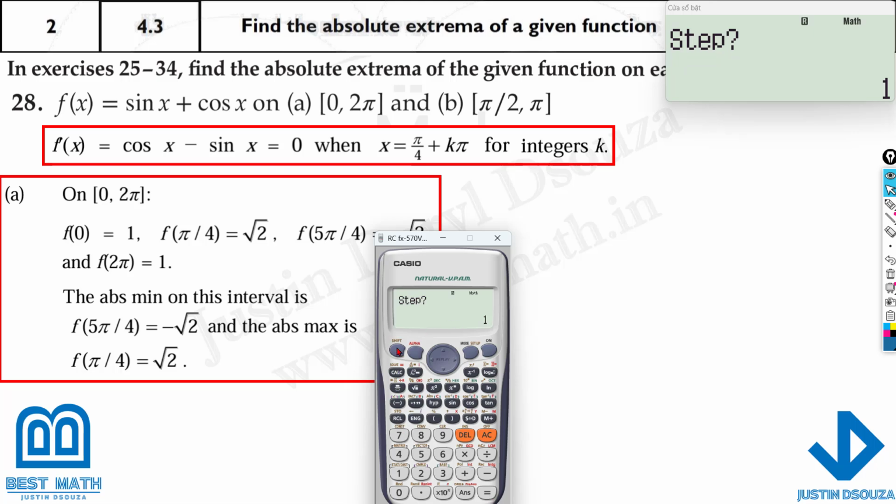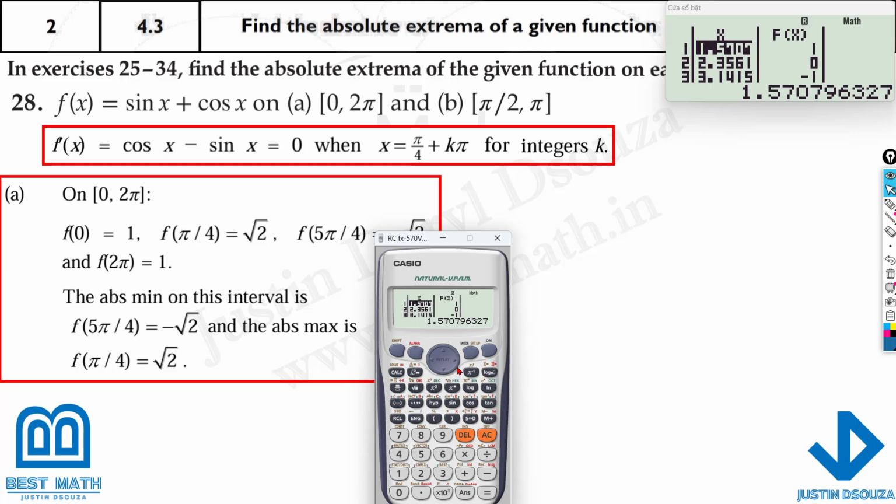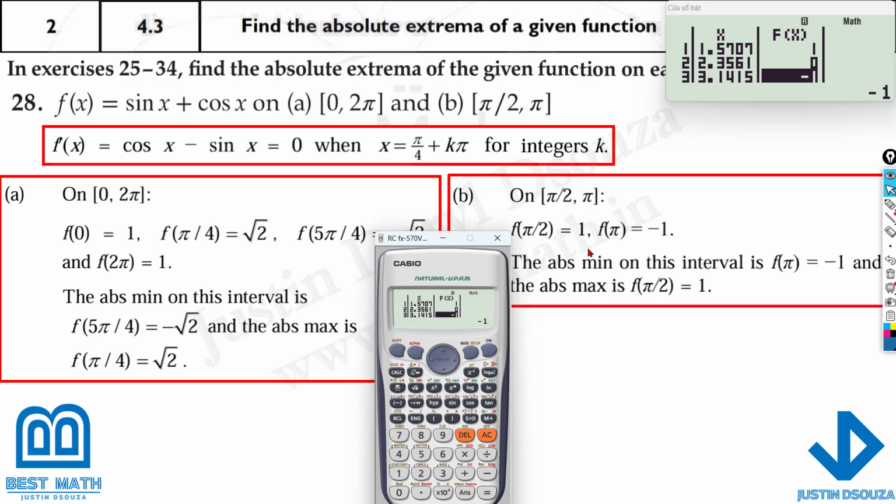And step, I'll give it as pi by 4, pi divided by 4. Here we go. We have maximum at pi by 2, and minimum is at pi. We can see here 1, that is the absolute maximum at pi by 2. Pi by 2 is 1.57, that's 1. And the minimum value was at pi, the endpoint, that's minus 1. So that's how we solve it.